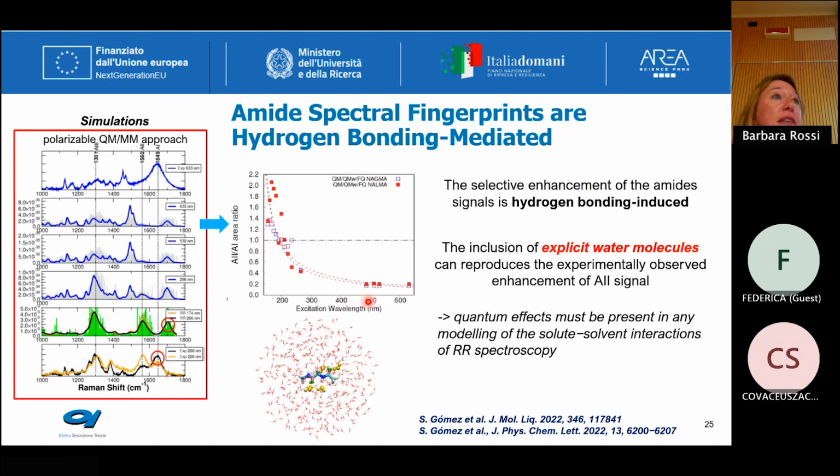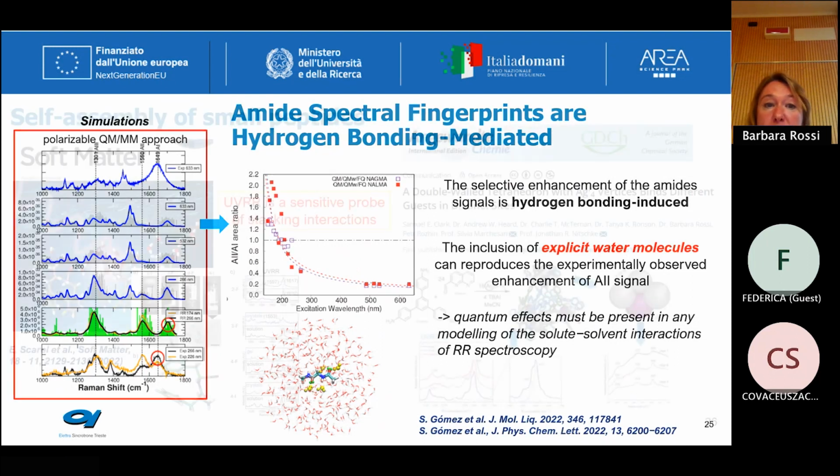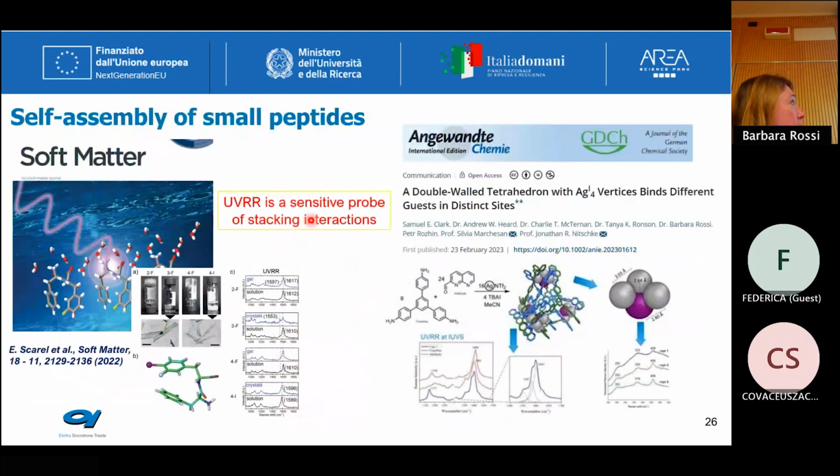So we demonstrated that this effect is strongly related to hydrogen bonding. The amide spectral fingerprints are in general hydrogen bonding mediated. And this is very interesting also for the possibility of developing new code for the simulation of these small peptides. This type of information is very important when, for example, we try to interpret the spectra of small peptides.